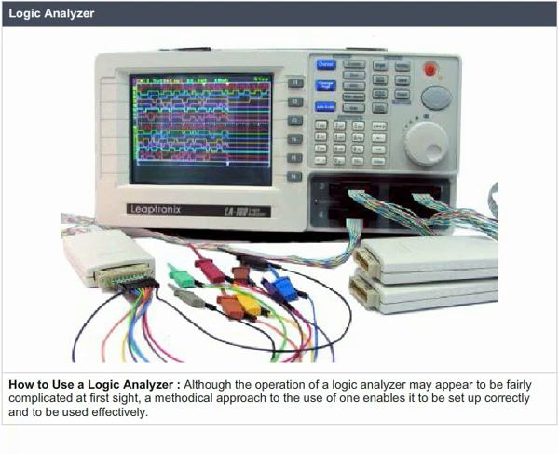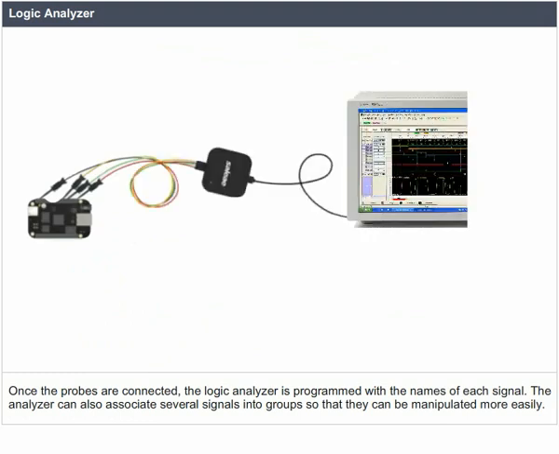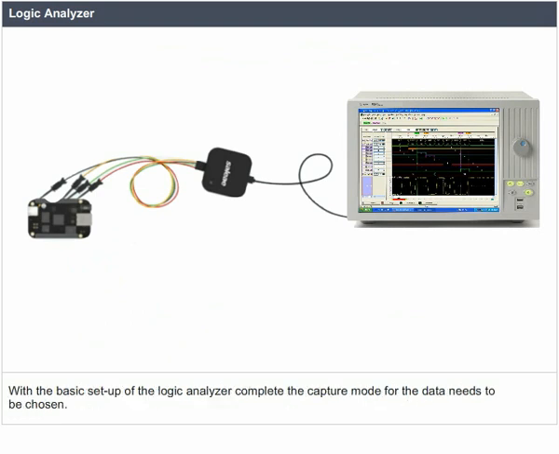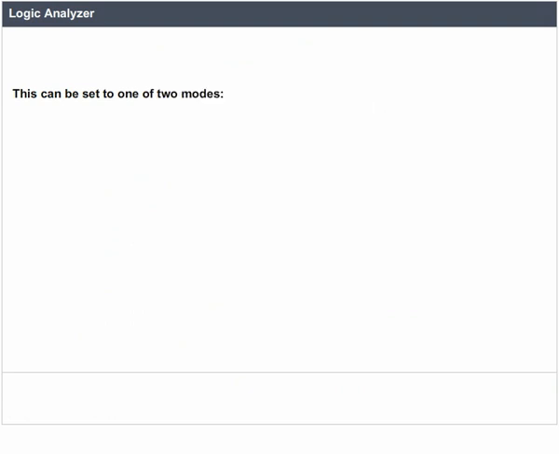How to use a logic analyzer? Although the operation of a logic analyzer may appear to be fairly complicated at first sight, a methodical approach to the use of one enables it to be set up correctly and to be used effectively. Once the probes are connected, the logic analyzer is programmed with the names of each signal. The analyzer can also associate several signals into groups so that they can be manipulated more easily. With the basic setup of the logic analyzer complete, the capture mode for the data needs to be chosen. This can be set to one of two modes: timing mode, state mode.